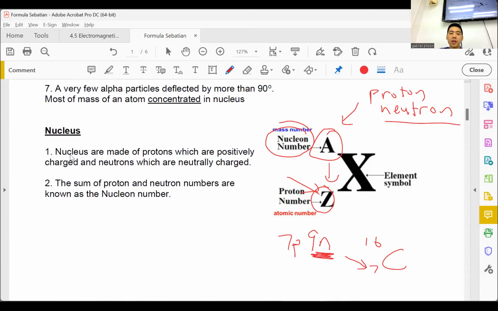Okay, so if you look at the statements here, nuclei are made of protons which are positively charged and neutrons which are neutrally charged. Okay, the sum of proton and neutron number is known as the nucleon number here. Very important. Hey, can you copy this symbol down real quick? Just label everything that I've mentioned so far.